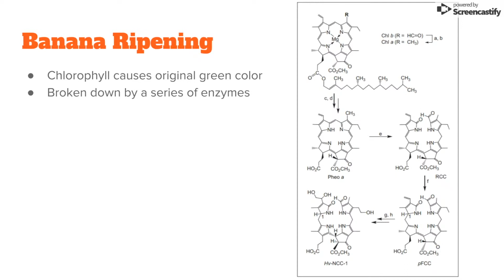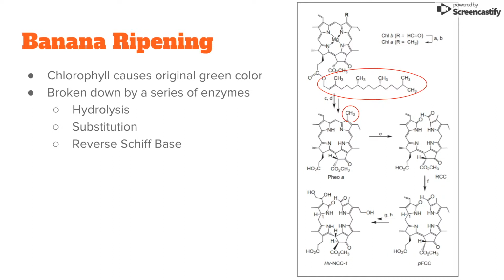In the first step, magnesium dechelatase hydrolyzes the molecule. Also in this step, pheophytinase substitutes a methyl group for the R group. Then pheophorbide a oxygenase performs essentially a reverse Schiff base formation. After this, RCC reductase reduces a carbon-carbon double bond into a single bond. This molecule is either then isomerized or moved to the next set of steps.